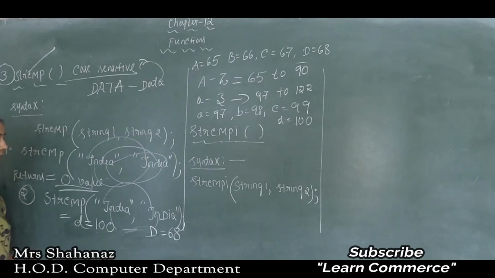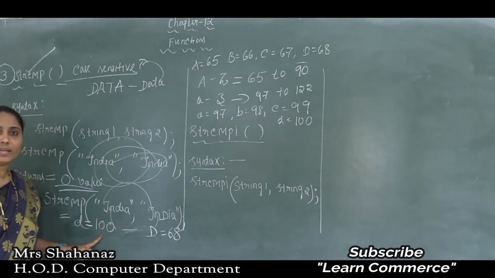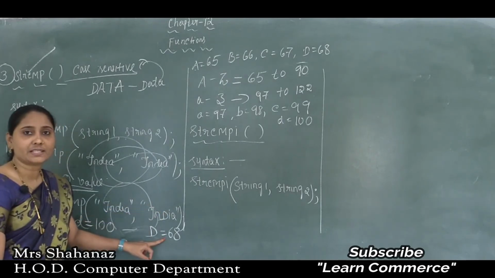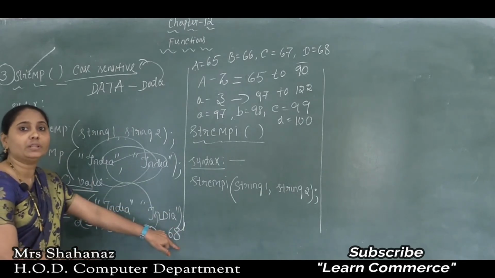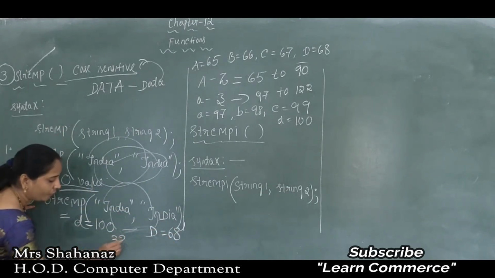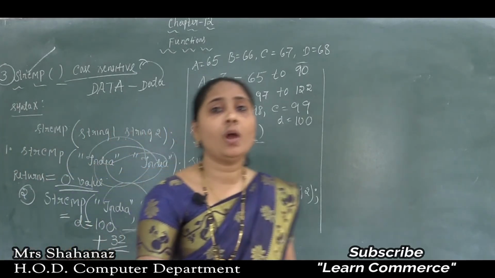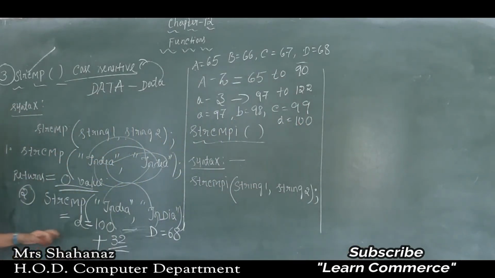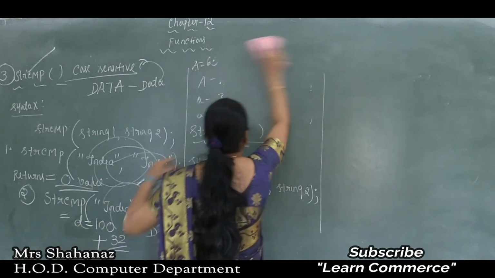Now we can say that when string 1 is greater than string 2, what is the value in string 1? 100, correct? Small letter d shows the number 100, and capital letter D equals 68. So if string 1 is greater than string 2, it returns a positive value. When you do 100 minus 68, what value do you get? The positive value, that is 32. Clear this point here? Okay, now this is about our information here.